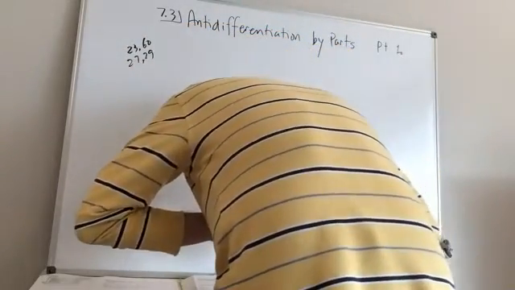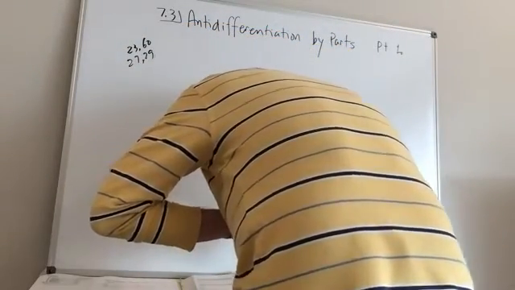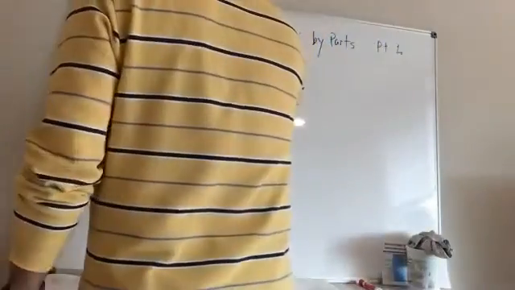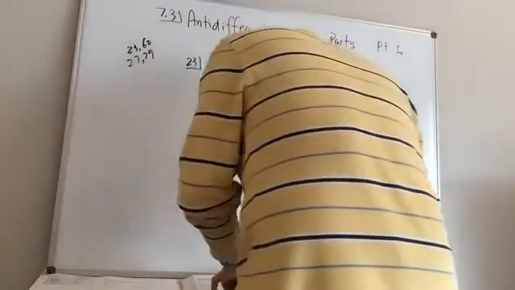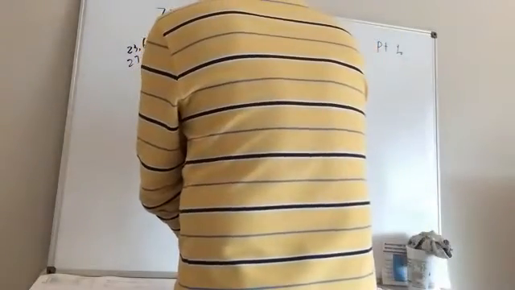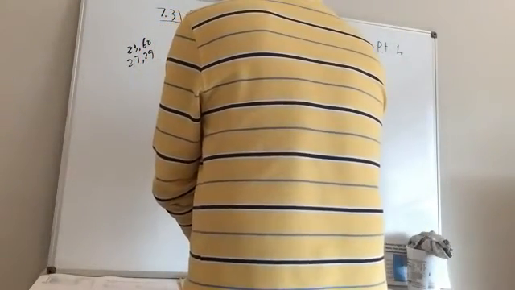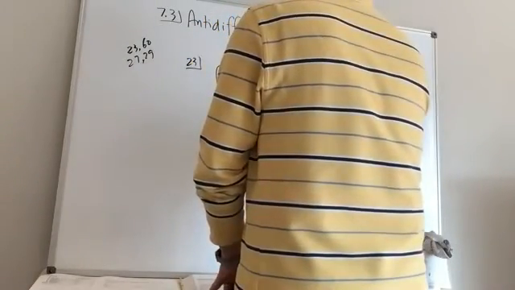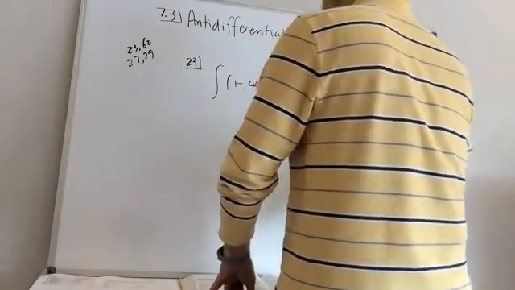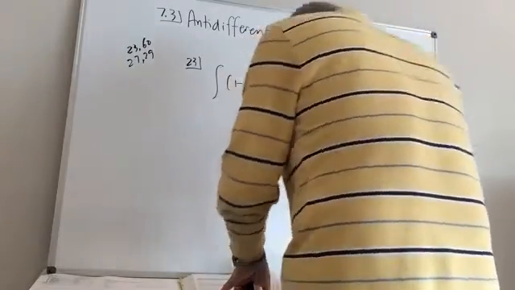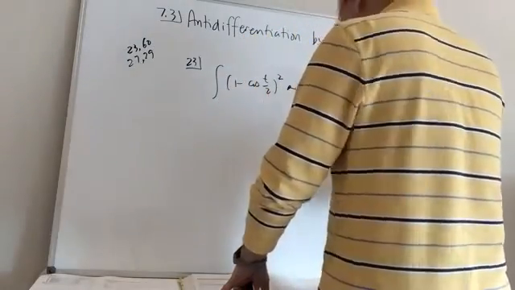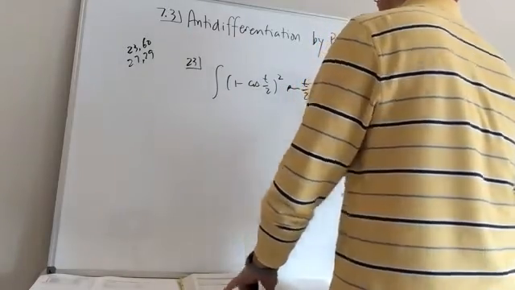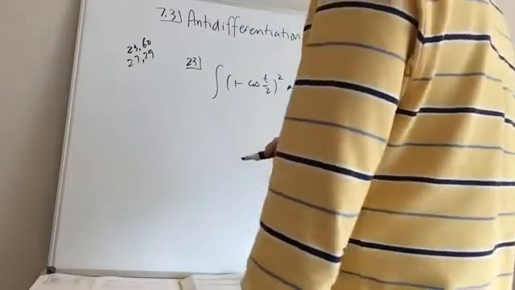23. Okay, so let's do 23. We have (1 minus cosine t over 2) squared times sine t over 2 dt. And it actually gives you the substitution: u is equal to 1 minus cosine t over 2. Okay, so where do we get stuck here?